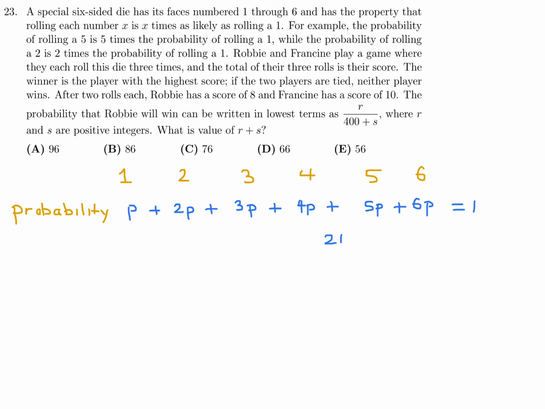So when you add that up, it's 21P is equal to 1, and therefore P is equal to 1 over 21. So this probability is really just 1 over 21. This is 2 over 21, and so on, right? 3 over 21, 4 over 21, 5 over 21, and 6 over 21. Okay, now that we have the probabilities, we can proceed with the question.